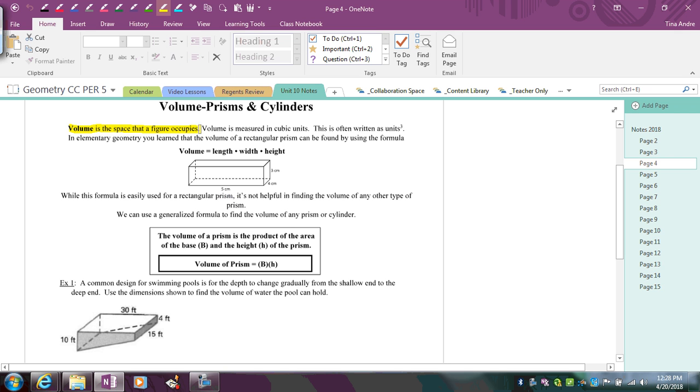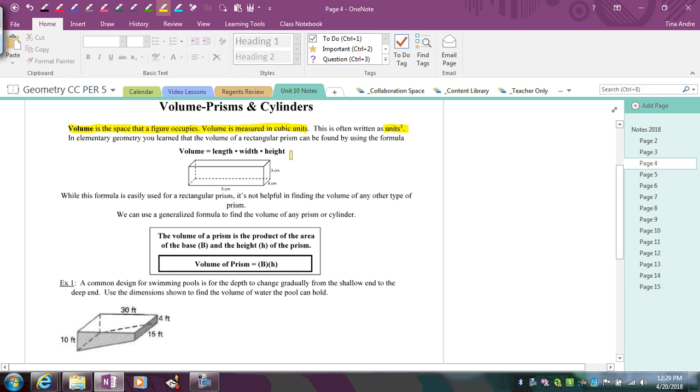It's because there are 3 dimensions here. You're multiplying a dimension by a dimension by a dimension. So units times units times units is going to give you units cubed. So you'll see it written like this with the units cubed. And then this first part here is talking about a formula that you have seen a lot in elementary and middle school. The volume is length times width times height. This only works for a rectangular prism.